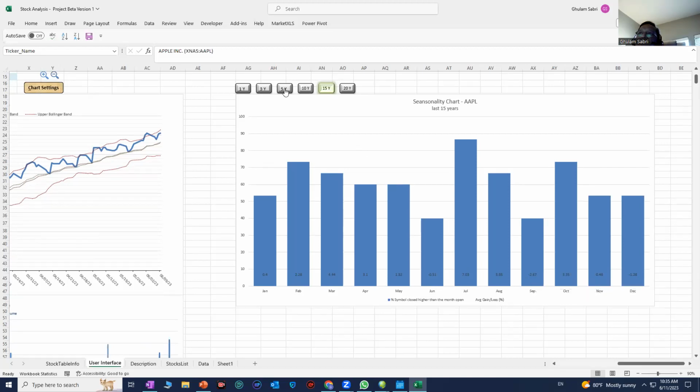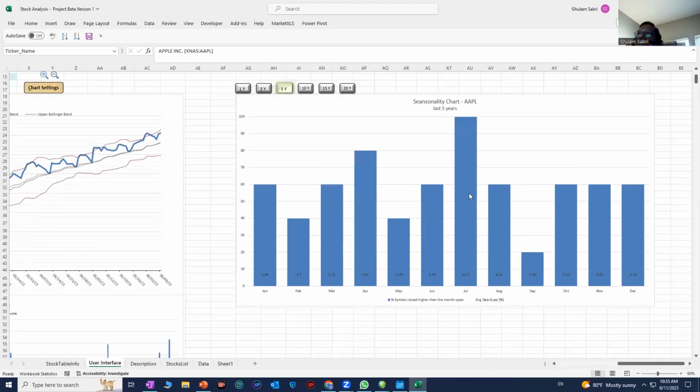Same for technology stocks. What happened during the last 5 years? Same. 100% of the time, in July, Apple was up. But in September, only 20% of the time it was up, 80% of the time it was down, and average return was minus 5%.